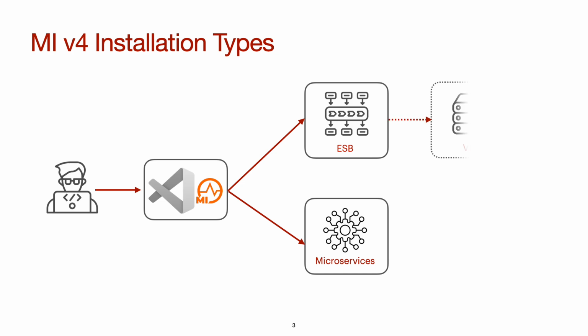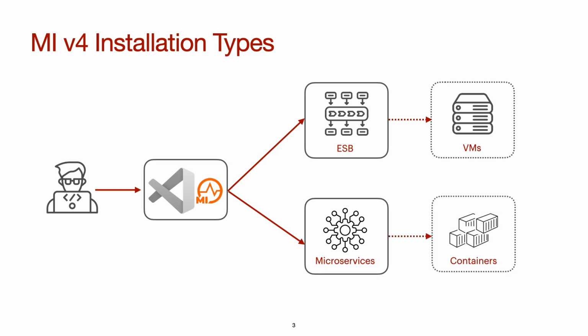For ESB style, we can deploy on virtual machines where we install WSO2 MI instance via its binary pack and deploy the car files inside the same. For microservices style, the deployment is done on a containerized infrastructure. So VS Code helps in exporting the relevant artifacts for the environment, and we use the same for deployment purpose.